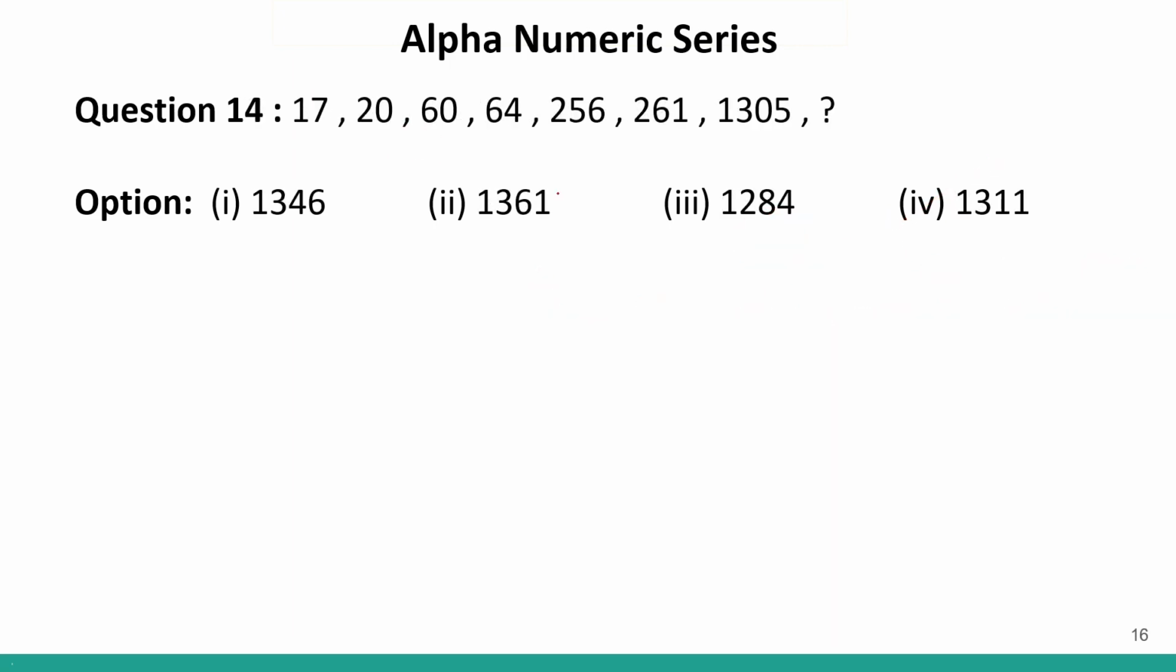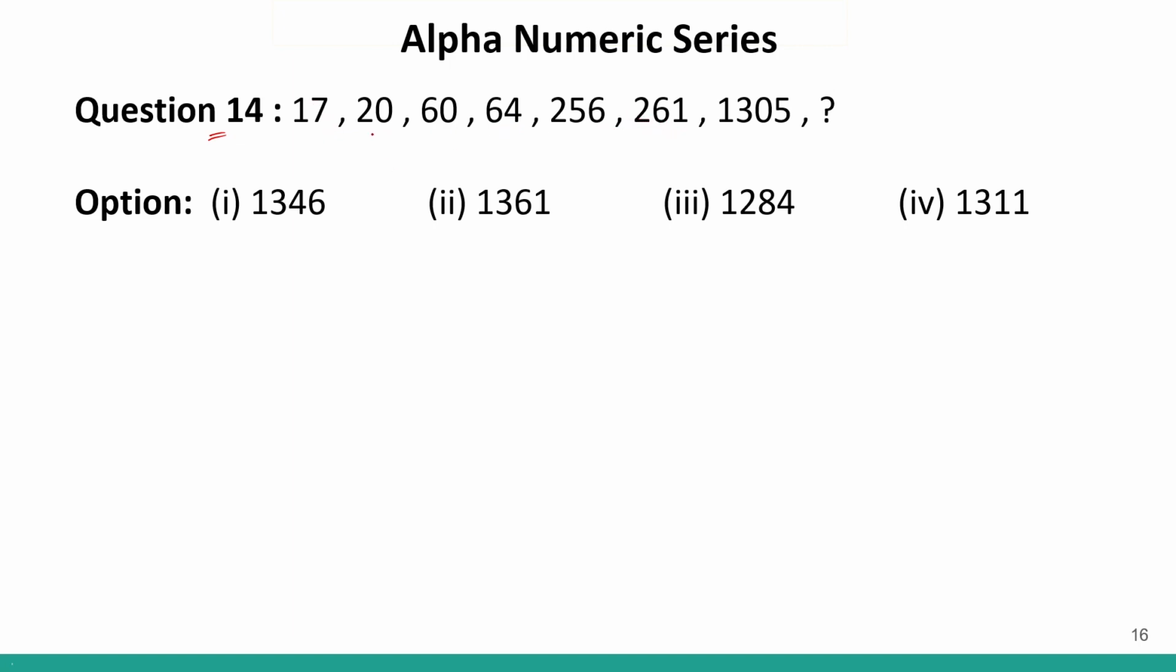Clear? Now, question number 14. We have 17, 20, 60, 64, 256, 261, 1305. So these numbers are very close. Every two pair of numbers are close. So maybe the operations are alternating.